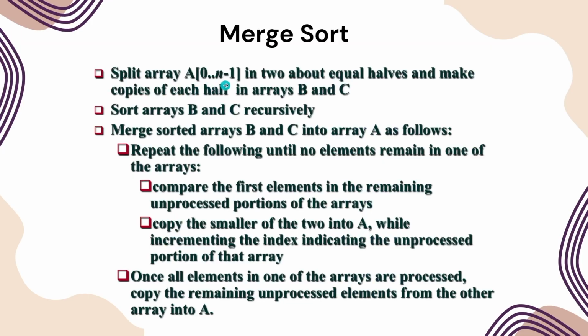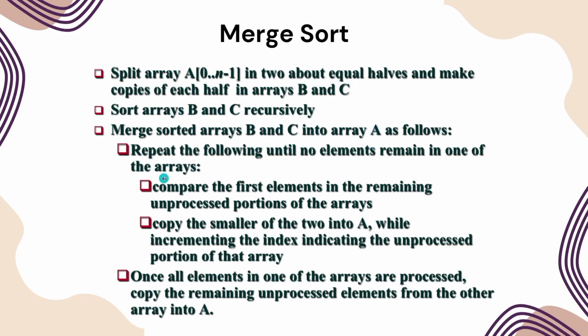First, we have an array of size n. So, the index spans from 0 to n minus 1. We will be splitting this array into 2 equal halves and make copies of each of those halves in arrays B and C. So, in this case we are creating auxiliary arrays, which are B and C. These auxiliary arrays will be sorted recursively, and finally we will be merging those two arrays into the original array A.